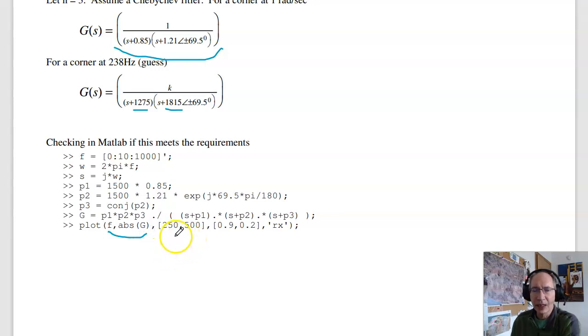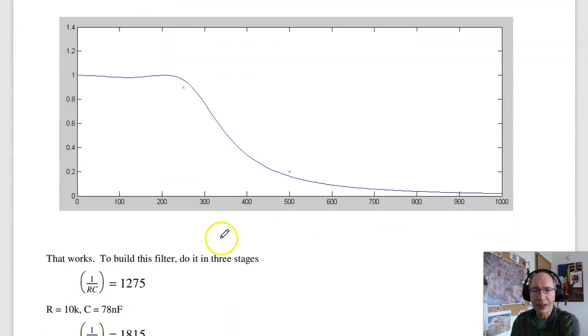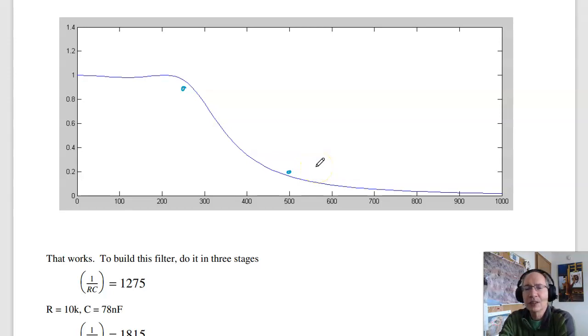And I also mark gain of 0.9 at 250 and 0.2 at 500. What that looks like is this. At 250 Hertz, the gain is above 0.9, that's good. At 500 Hertz, it's below 0.2, that's good. So this one meets the specs. And it actually took a couple guesses of where to put the corner: 1000 radians per second, 2000, 1500. 1500 works, so that's the one I showed here. So that's my transfer function.